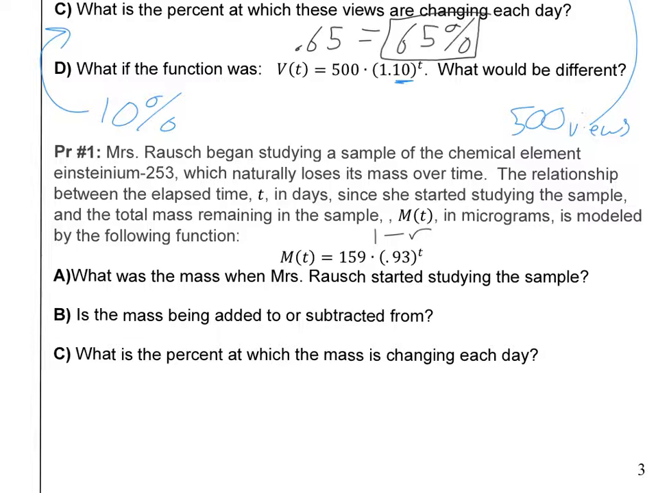It says, what was the mass when Miss Rausch started studying the sample? We should be able to tell that pretty easily. Is the mass being added to or subtracted from? That also we should be able to tell really quickly whether it's growing or decaying. We could see that in the word problem. We can also see that in the equation. And then it says, what is the percent at which the mass is changing each day? Now that one might take a little bit of thinking, but I think you can figure that one out. So I want you to try and answer all three of these on your own. Pause the video, give it a shot, and then come back when you're ready to check your work.